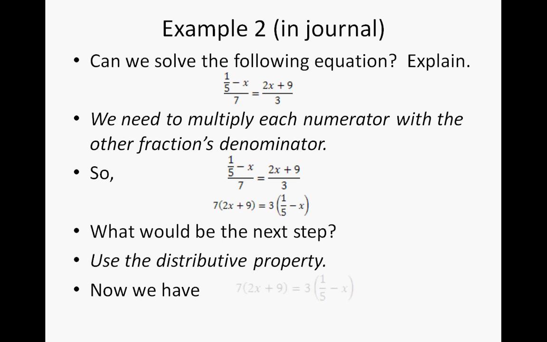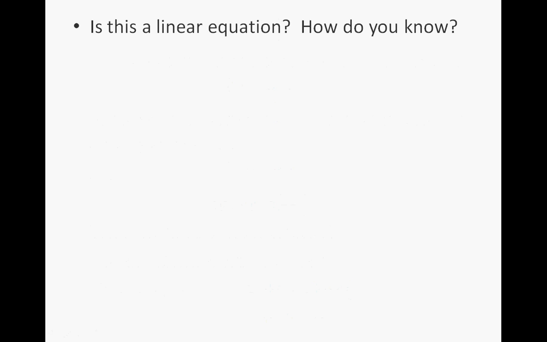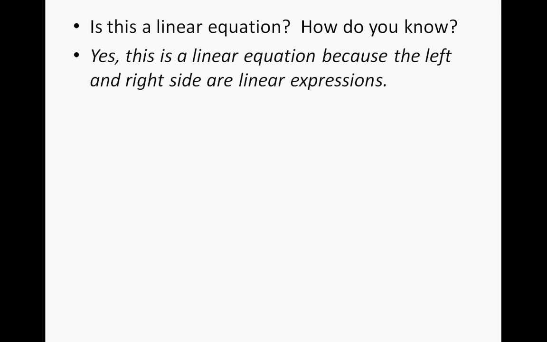So now we have 7 times the quantity of 2x plus 9 equals 3 times the quantity of 1/5 minus x, turns into 14x plus 63 equals 3/5 minus 3x. So is this a linear equation, and how do you know? Well, yes, it is linear because the left and right side of the equations are linear expressions.